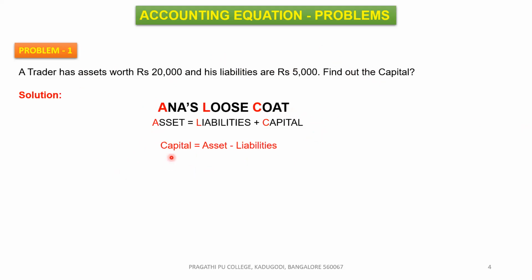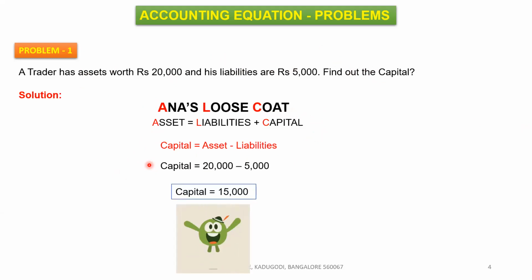Capital is equal to asset, which is 15,000. Very good. So capital is equal to asset, how much? 20,000. And liability is 5,000. Correct. How much will it come? Capital is 15,000. 15,000 rupees. Okay, so a very, very simple problem. They will ask this for around 3 marks.